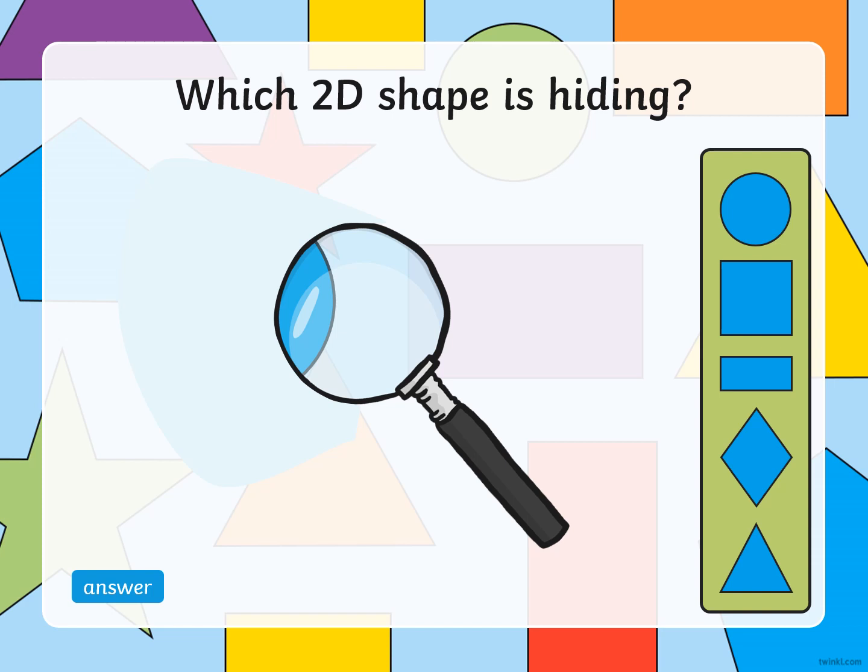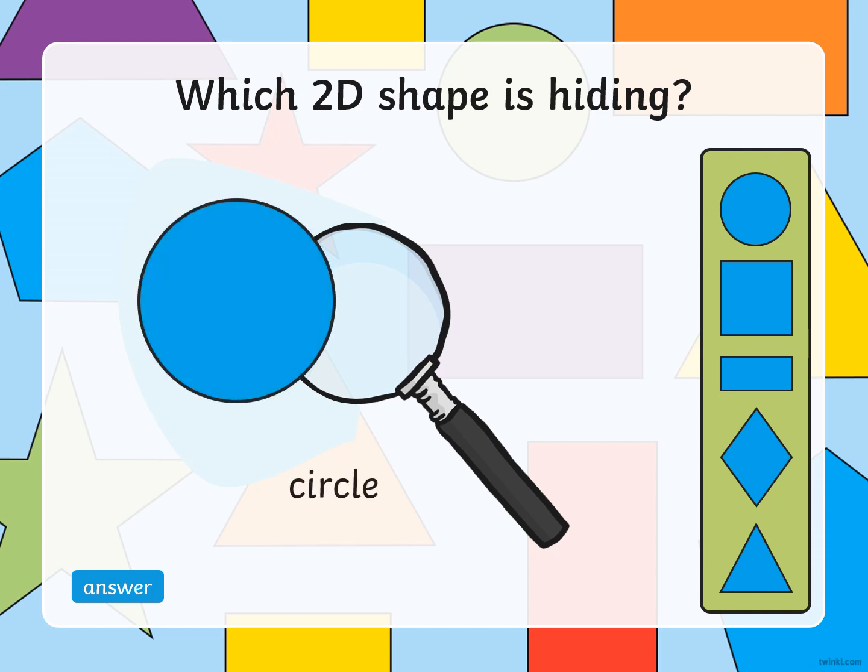Which 2-dimensional shape is hiding? Have a look at what we can see. What do you think the shape could be? What's the name of the shape? I'm going to click the answer. It's a circle. A circle.